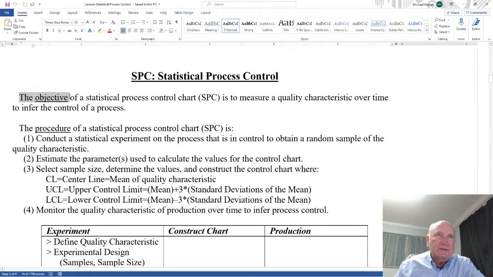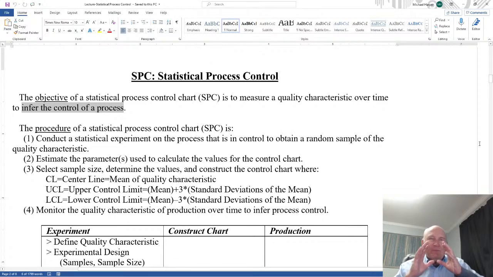Now, the objective of a statistical process control chart is to measure a quality characteristic over time to infer the control of a process. Okay, now, the process control chart measures and says, oh, I'm going to infer. You don't say, oh, it's out of control. You say, oh, this indicates that it's out of control, or I'm inferring that it's out of control. Big difference, because you could say it's out of control, but maybe it's not.